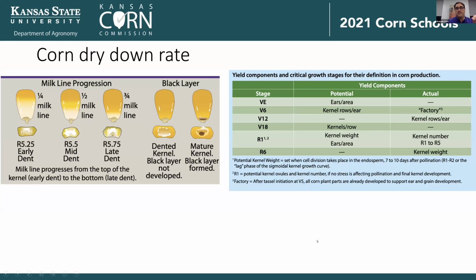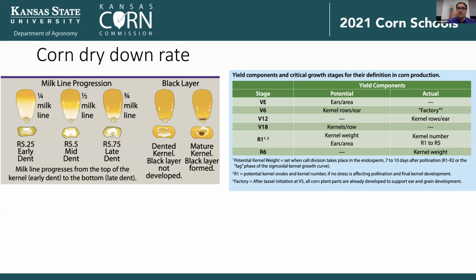Before we get into that, if you look at the graph here, we have all the grain filling, all the progression of the milk line. What happens to that seed from this moment, R5, all the way to black layer, what we call maturity, is that it is just replacing water with other components.